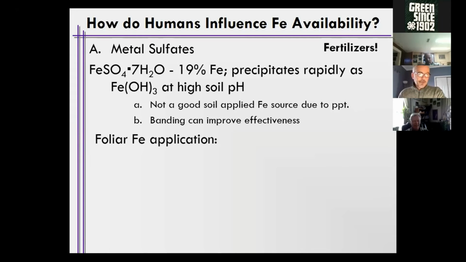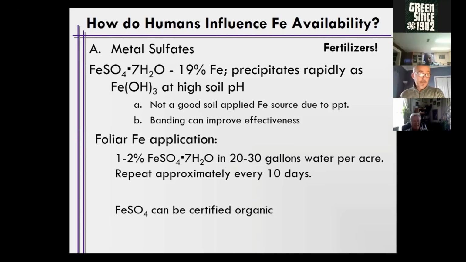Typically what we recommend is foliar application, right? If you perceive an iron deficiency, foliar application is probably your best bet. Once you see the deficiency, you're past the point where you should have fixed it. So to fix it quickly, you apply foliar applications of ferrous sulfate, and the typical recommendation is 1 to 2% ferrous sulfate, iron 2+ sulfate, in about 20 to 30 gallons of water per acre of this solution. Unfortunately, it's a temporary fix.